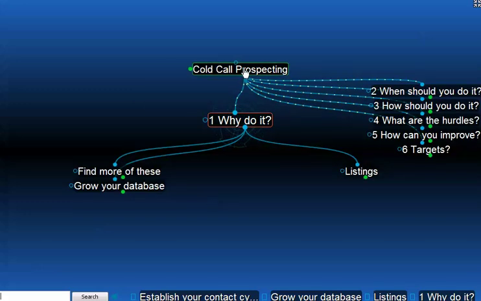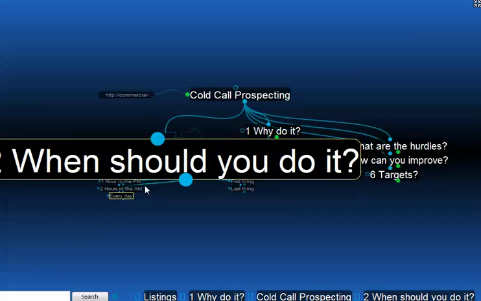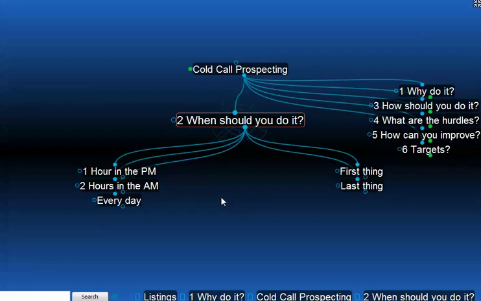So let's look at when should you do it. Well, the best time to do your prospecting is 2 hours in the morning, and that will usually be 8:30 or 9 o'clock in the morning, and 1 hour in the afternoon, and that will usually be around 4 o'clock or 3:30 in the afternoon through to the end of the business day.